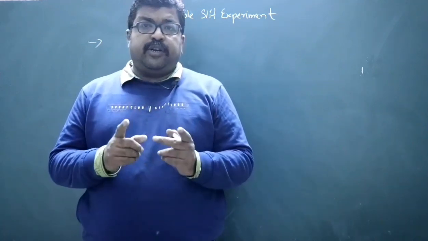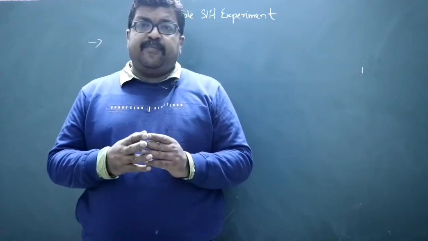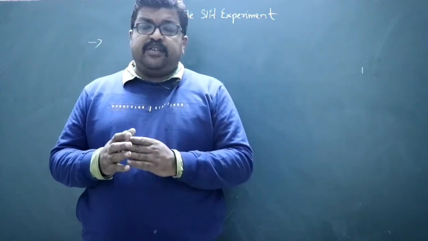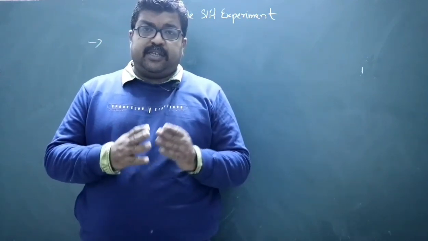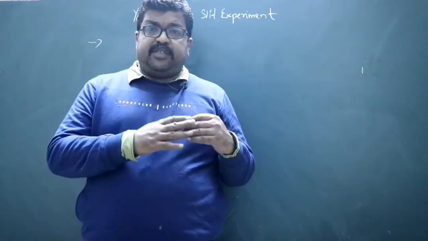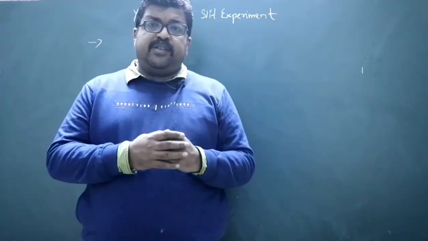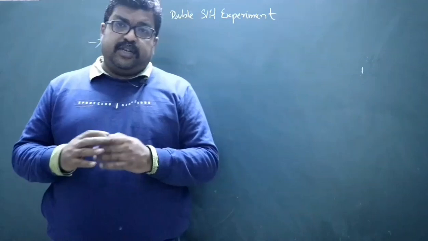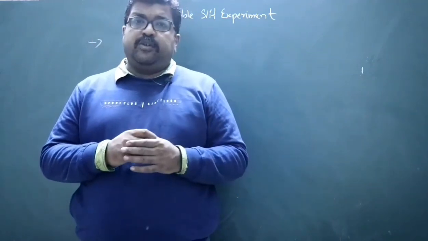Two sources are said to be coherent if they are sending light waves either at constant phase difference or zero phase difference. That is, they should have the same phase, or if at all there is a phase difference, the phase difference should be a constant. Such sources are called coherent sources.